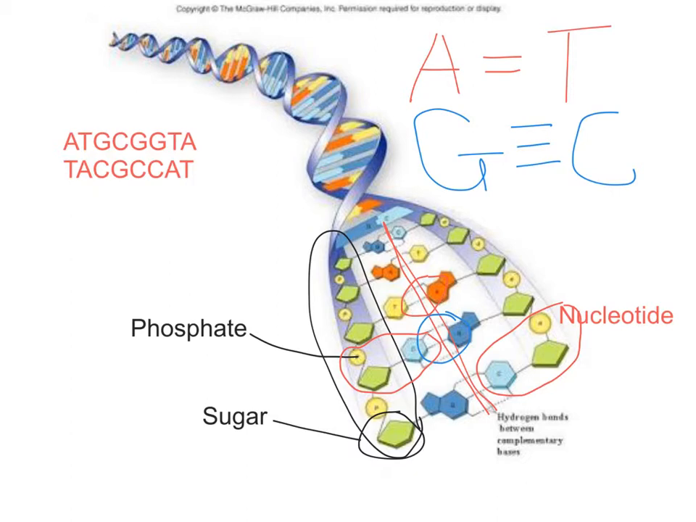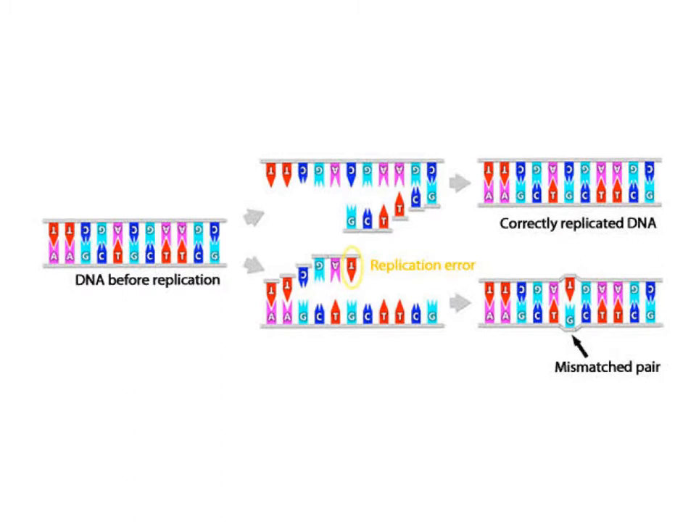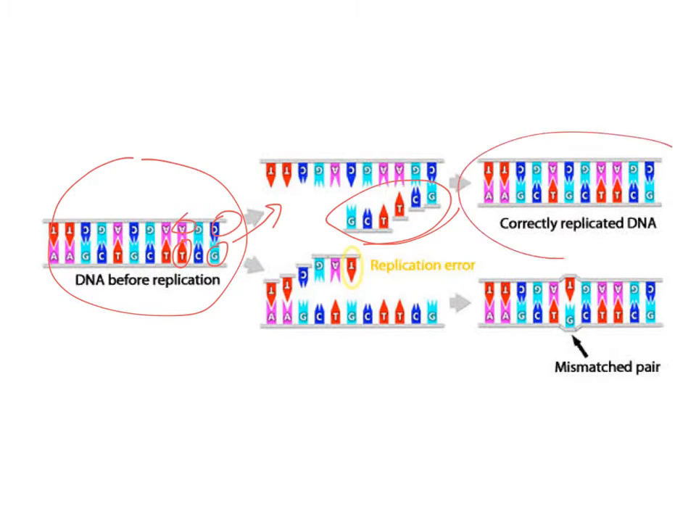So if we have a look at the process of replication, we can see that sometimes it doesn't quite go correctly. So generally, we see that the DNA before, we've got nice complementary base pairing with G with C and the T with the A. And ideally what will happen is that we have a break off and we have the complementary bases coming in. So that the correctly replicated DNA should look exactly like the original strand.